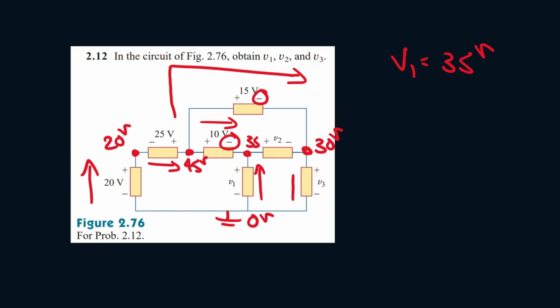Now, let's say there was a current moving in this direction. It goes from 0 plus V3 equals 30 volts. So that means V3 is 30 volts.